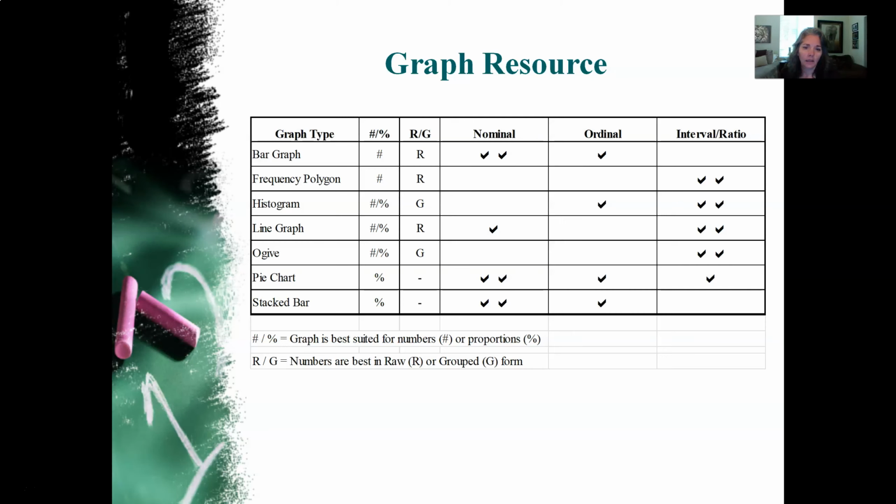And so here is a resource to help you determine when to use what graph. Again, the scale of measurement matters, so it's really important you have that content down from chapter 1. And then, again, for our purposes, we'll use predominantly bar graphs and histograms, okay?